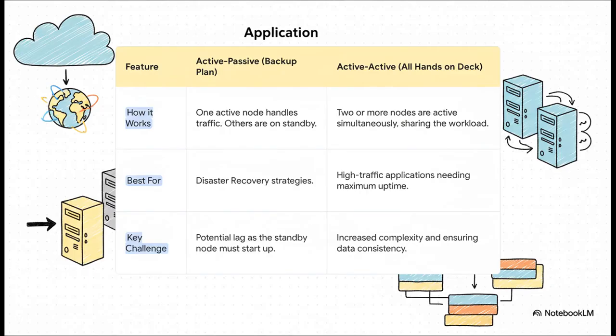So let's break down those trade-offs. Active-passive, that's your simple, effective backup plan. It's awesome for disaster recovery, but you might have a tiny delay while that backup server spins up and takes over. Active-active, on the other hand, that's all hands on deck. It's built for maximum uptime and performance, because everyone's working all the time. But that comes with some extra complexity in the setup and making sure the data is consistent everywhere.